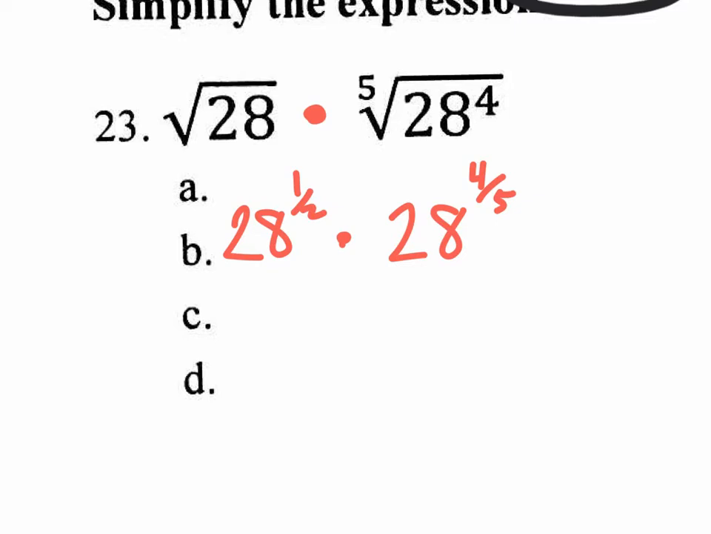If you're multiplying with the same base, what do you do with the exponents? Add them. That's right. X to the second times x to the third is x to the fifth. So in this case, we are multiplying two terms that have the same base, 28. What am I going to do with these exponents? I'm going to add them.